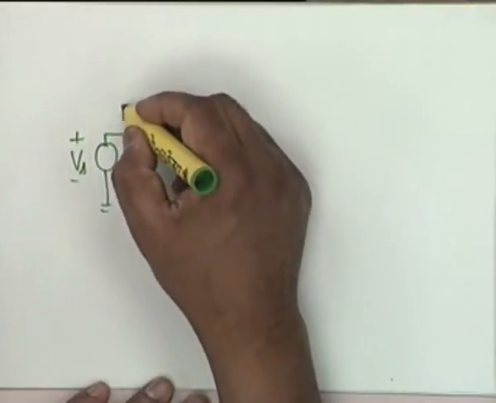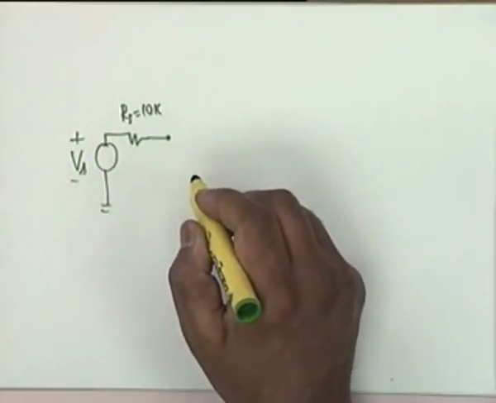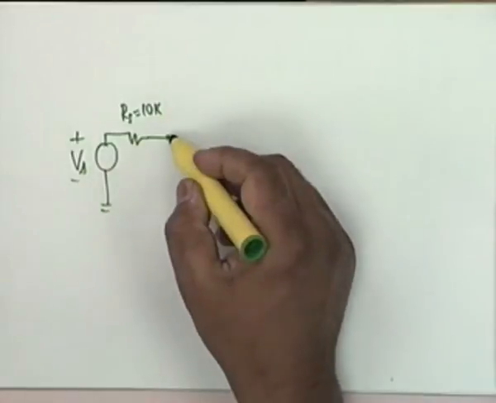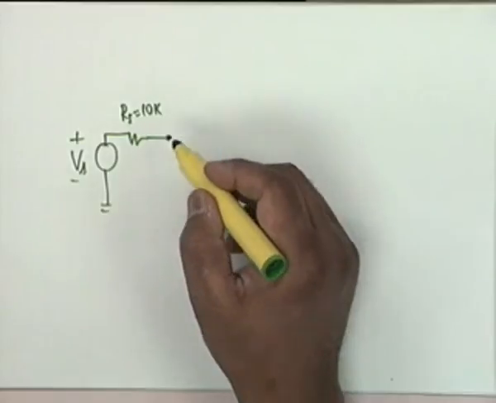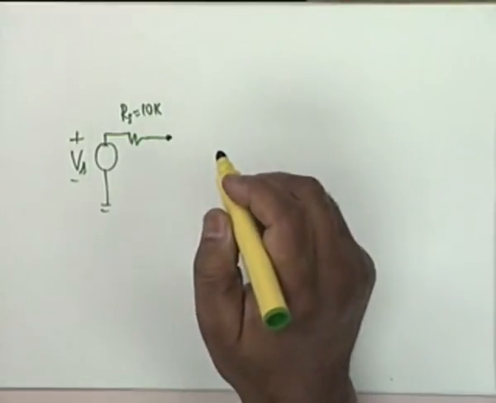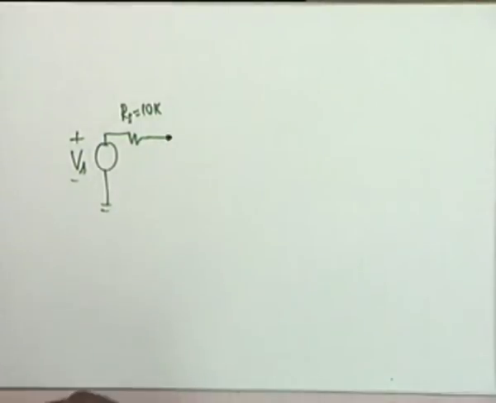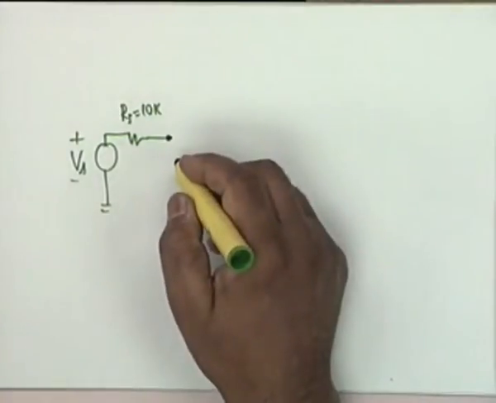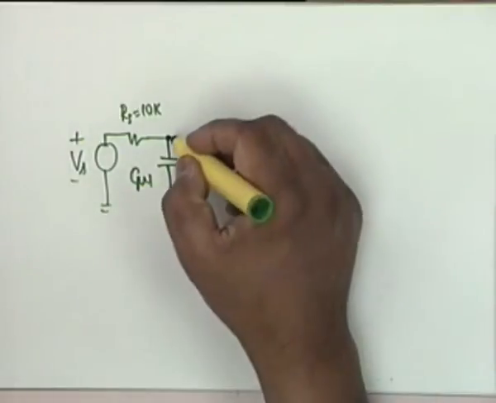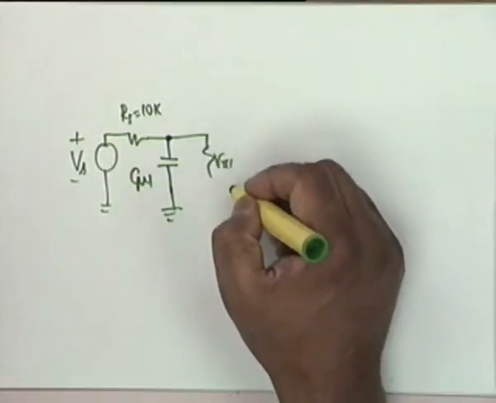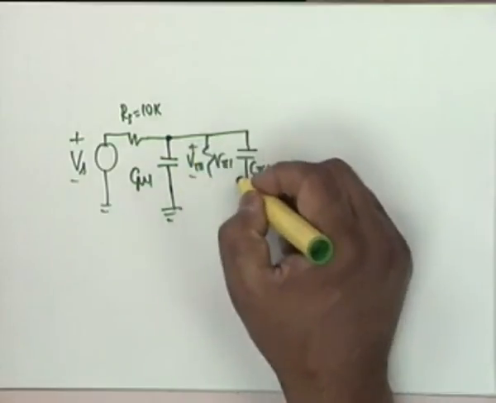Vs, Rs, which is 10K. Then what do you have from here to ground? From here to ground, what do you have? If you look at the equivalent circuit, R pi, not to ground. To ground, I am asking to ground. Is there any element? C mu 1, that is correct. C mu 1. And then you have R pi 1 parallel C pi 1. This is V pi 1.